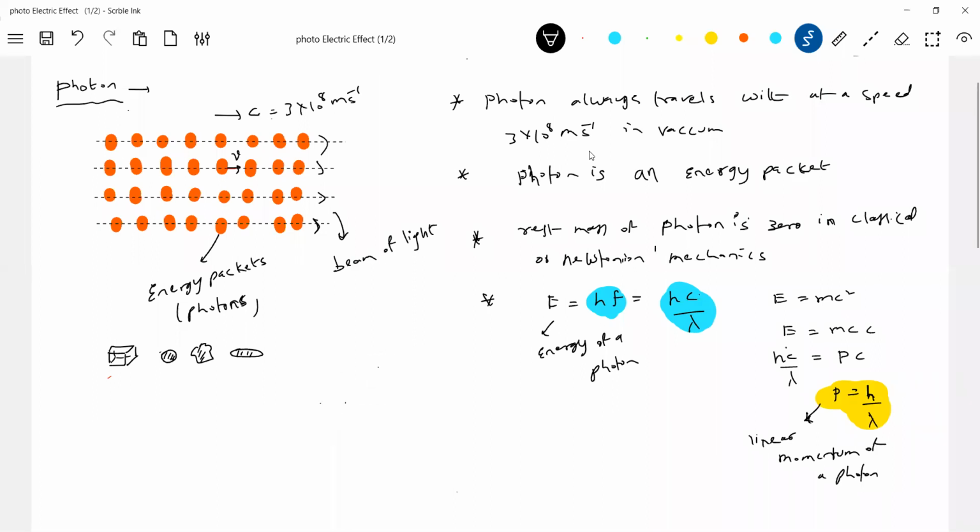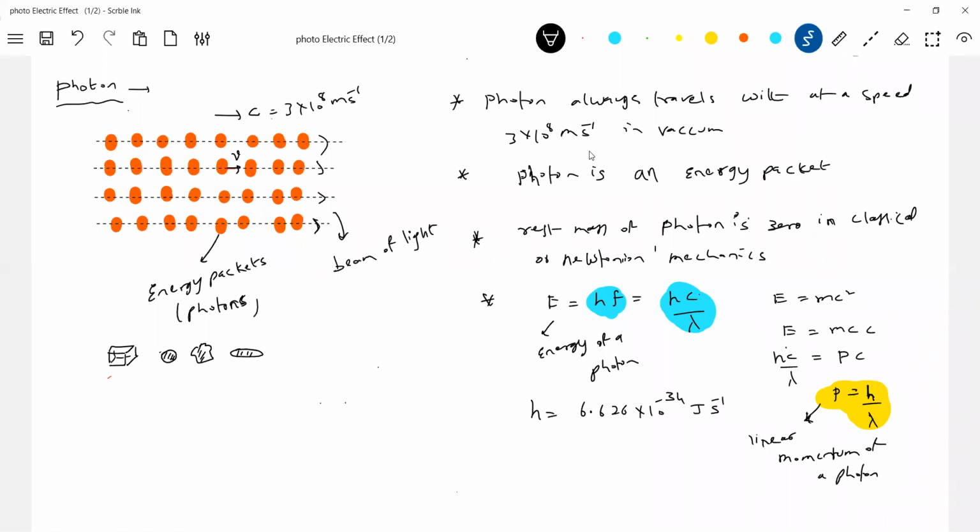This is about the energy packet that is called a photon, where h is Planck's constant. I think all of you know its value: 6.626 into 10 to the power of minus 34 joule second. Very frequently I'll be using this value.